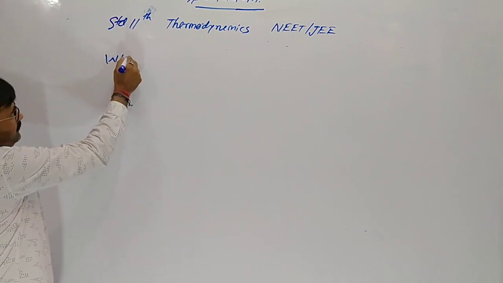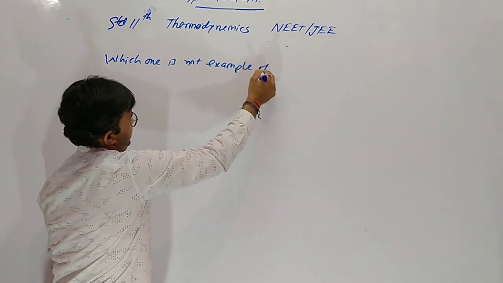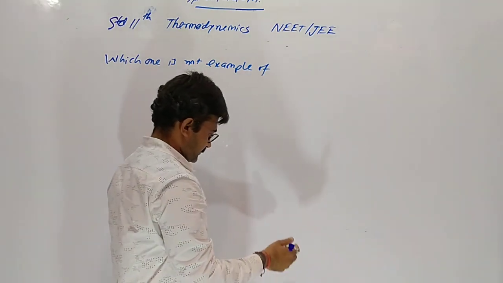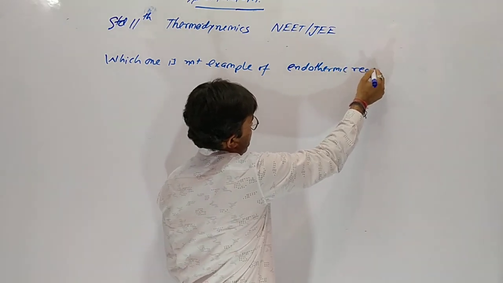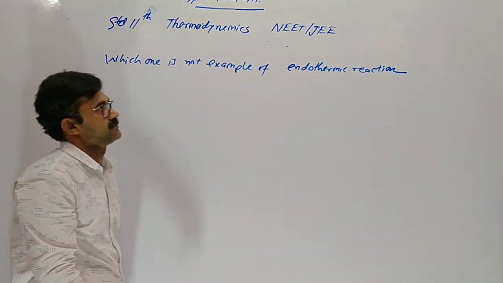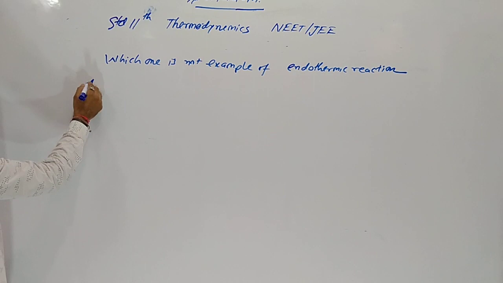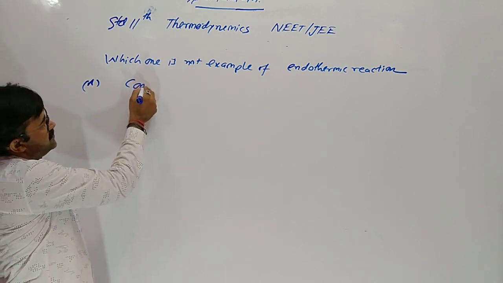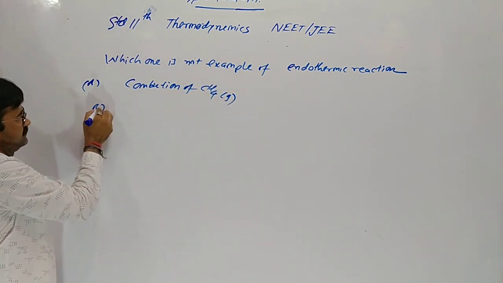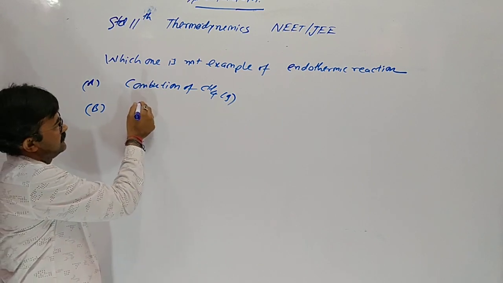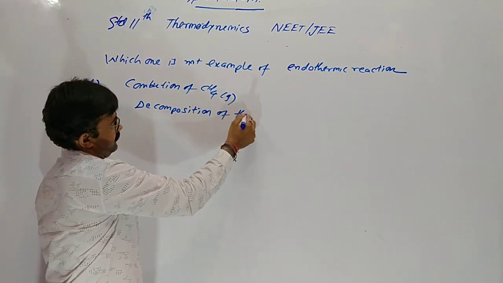Which one is not example of endothermic reaction? Yes, one by one. A, combustion of methane gas. B, decomposition of the water.